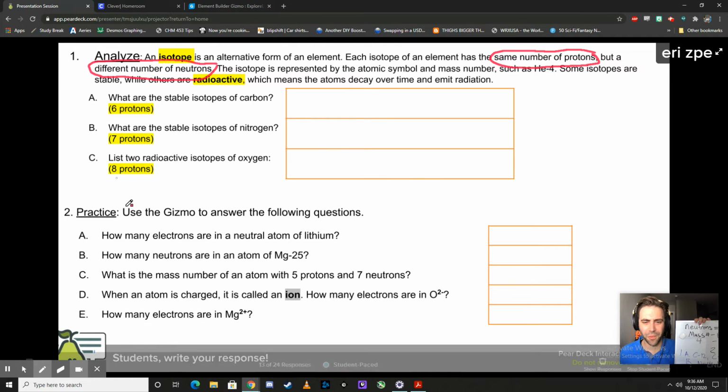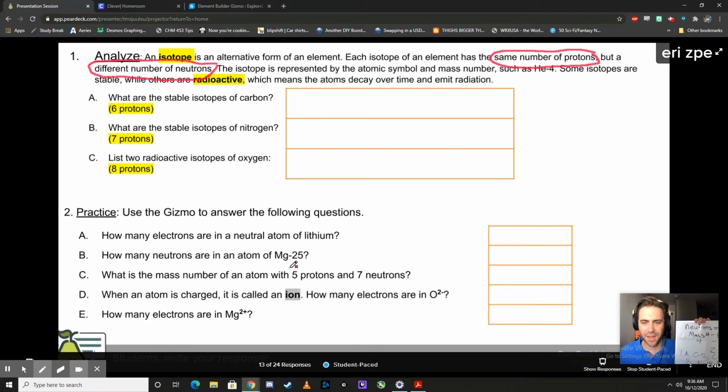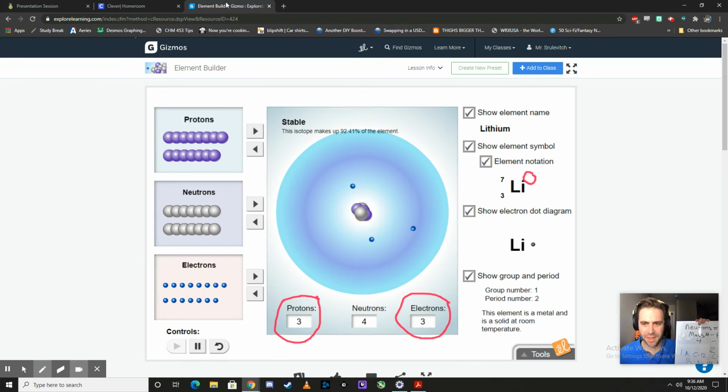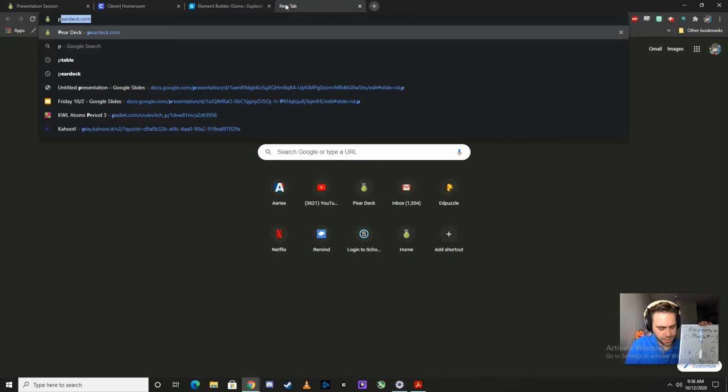All right. How many neutrons are in an atom of magnesium 25? Okay. So let's see if we can find. Can we do magnesium here? I don't think we can. So I might have to show you here. Let's see. Let's go to P table.